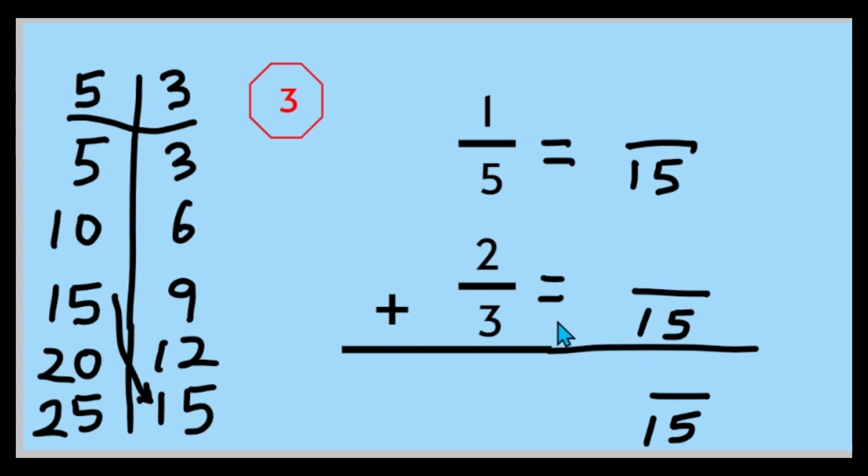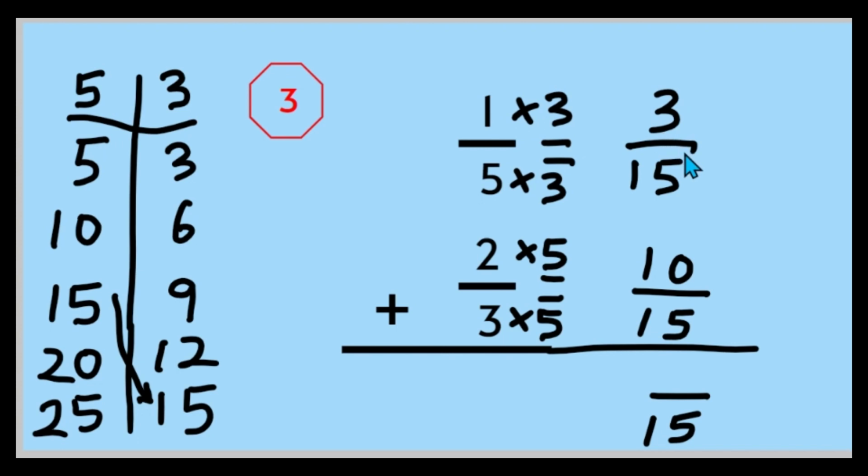How did I get from 3 to 15? I multiplied 3 times 5. What I do to the bottom, I do to the top. So 2 times 5 will equal 10. Let's move over here. How did I get from the 5 to the 15? I multiplied 5 times 3. What I do to the bottom, I do to the top. So I'll multiply 1 times 3, and that will equal 3.